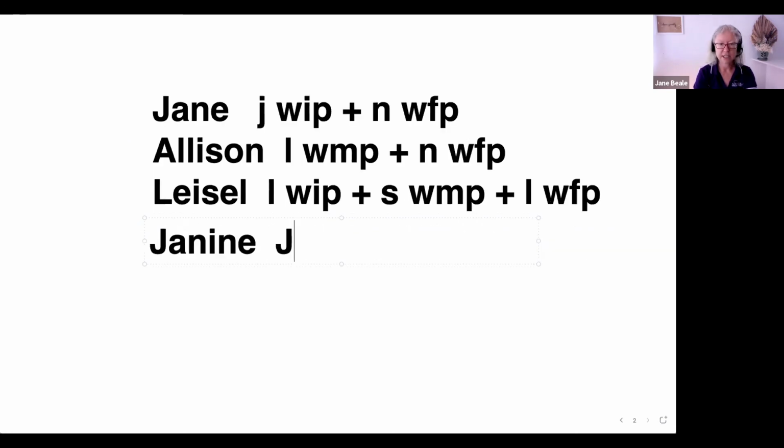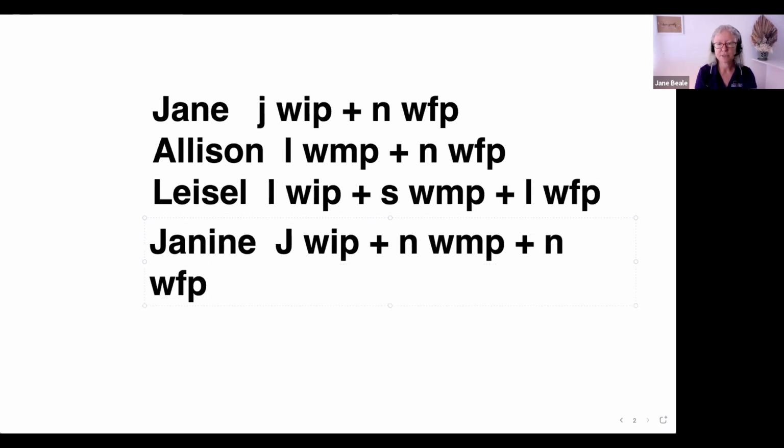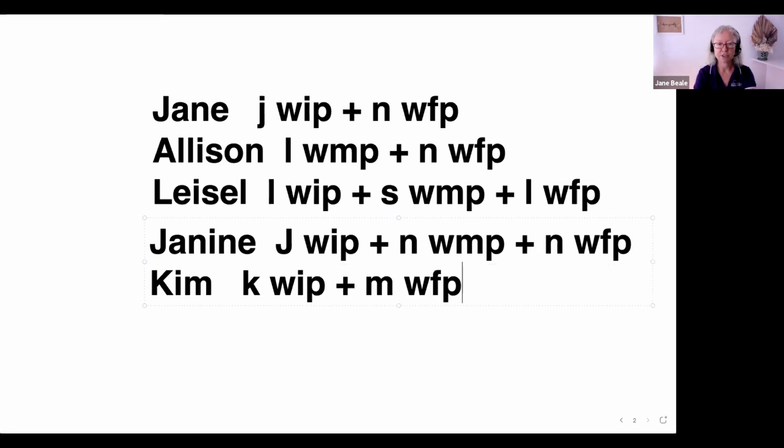Janine has a J in word initial position, like Jane, an N in word medial position, and an N in word final position. So if we look at Janine and Jane, they start with the same consonants and they end with the same consonants. Kim, one syllable word. Kim has a K in word initial position and an M in word final position.